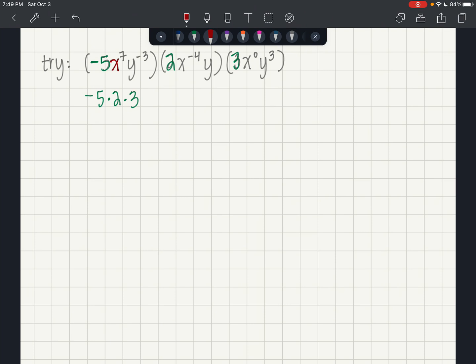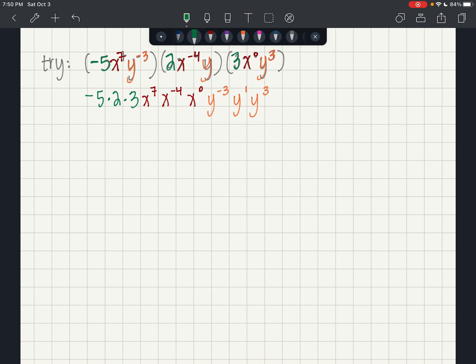Then we're going to go to the x's. X to the 7th, x to the negative 4, x to the 0. And then we've got y to the negative 3, y to the 1st, y to the positive 3.